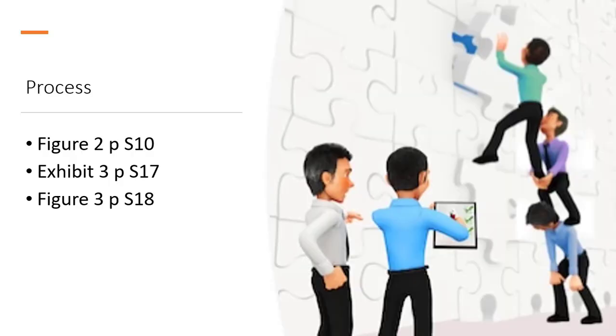If the domain is the puzzle of participation in occupation, then the process is how we assemble the puzzle as OTs. The process attempts to organize delivery of OT services. Take a moment to pause the video and compare Figure 2 on page S10 and Exhibit 3 on page S17. When you are done, restart the video.